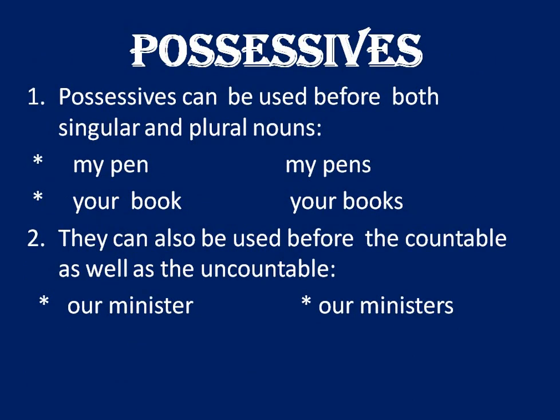Now we move forward with possessive. What is possessive? Possessive can be used before both singular and plural form. My pen, my pens. Your book, your books. So singular and plural both form possessive can be used. Second point, they can also be used before countable as well as uncountables. Like ministers, our minister, our ministers. They are countable and both the way we can use.